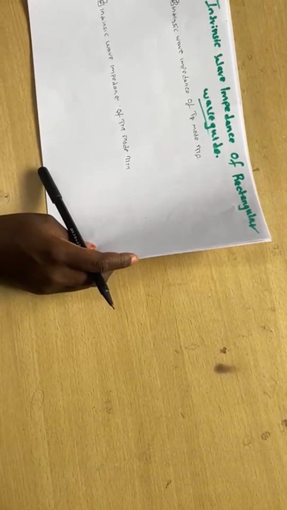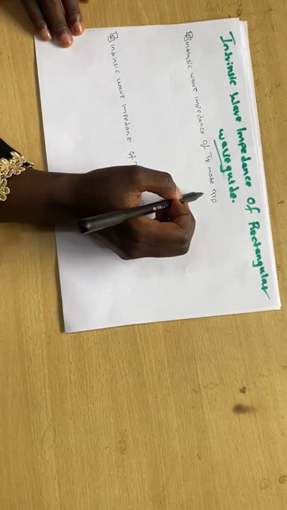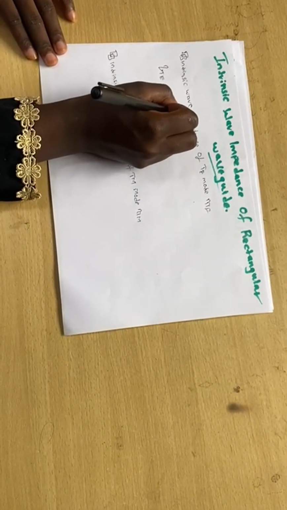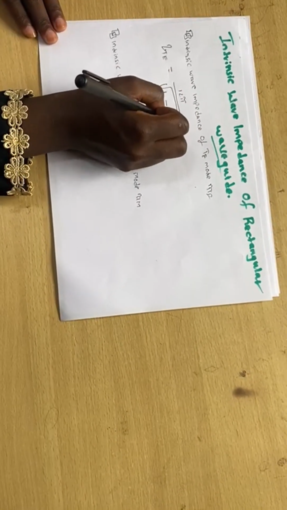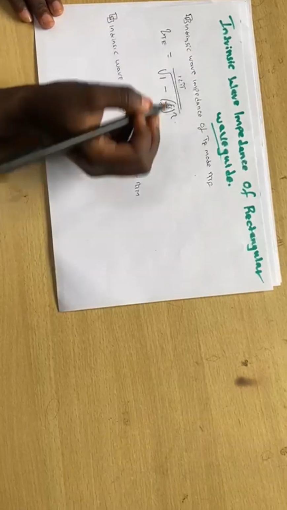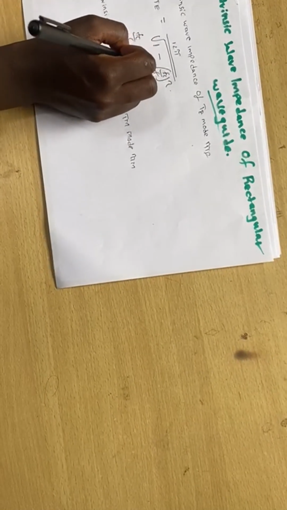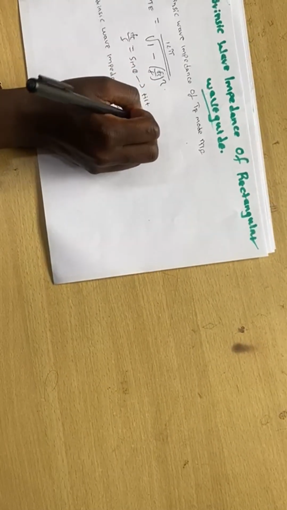Intrinsic wave impedance of a rectangular waveguide. We have it for TE and for TM. Here I'm going to give the formulas. We have eta TE equals 120 pi divided by the square root of 1 minus (fc by f) squared. Here we can see fc by f should be equal to sine theta. What is sine theta? Sine theta here is the tilt angle.